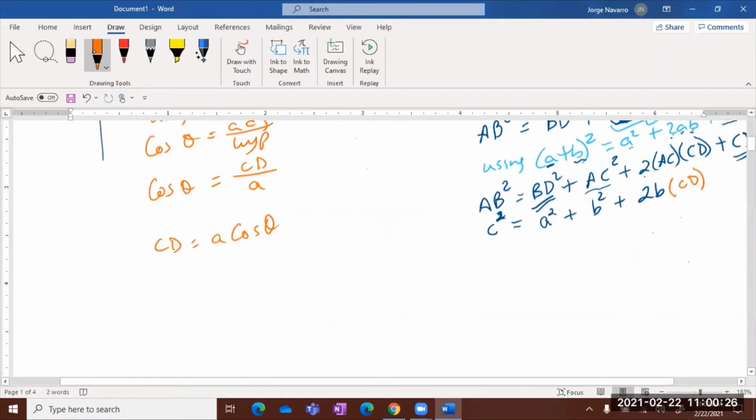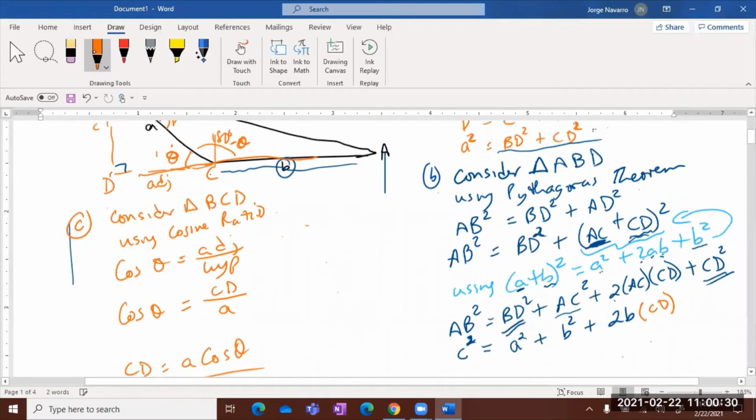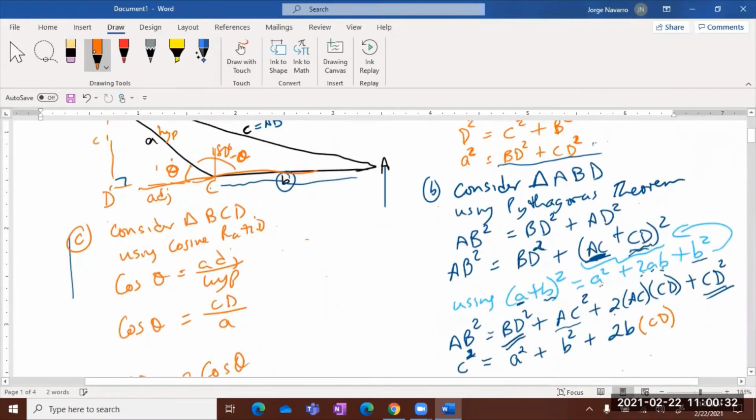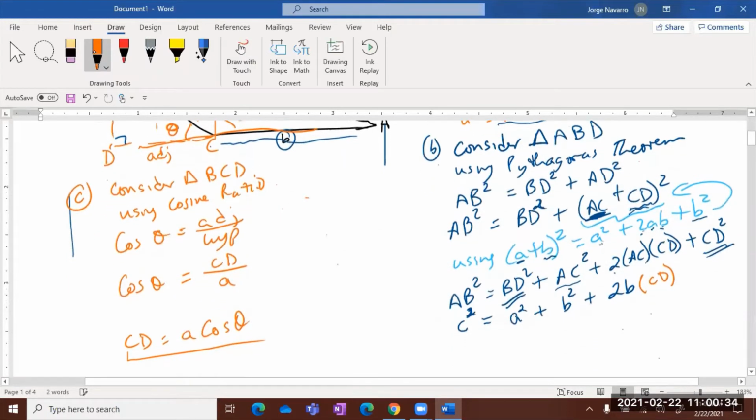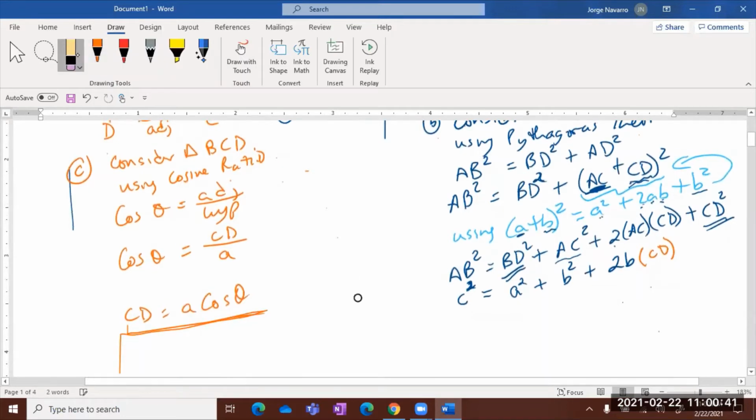But is this inside the triangle? Is this inside the triangle? No, it's not inside the triangle. It is outside the triangle, isn't it? Yes, it's outside the triangle.